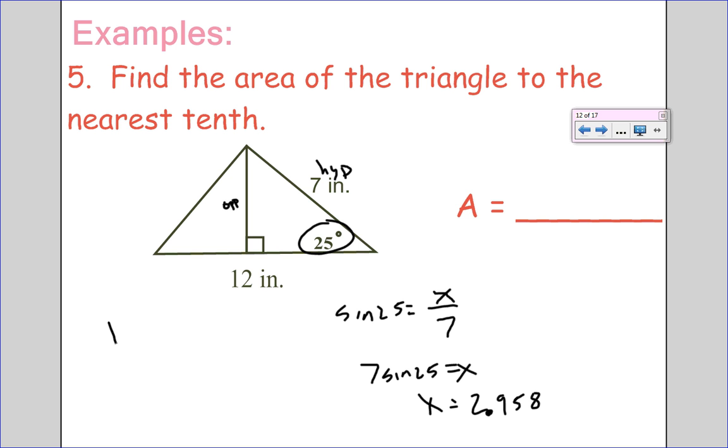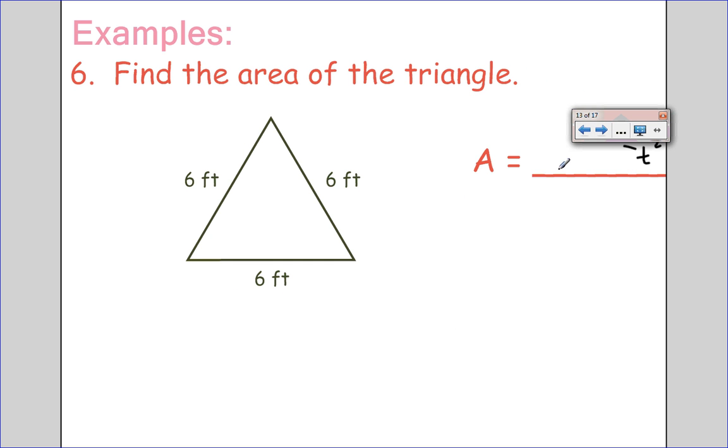So you do the base, which is 12, times 2.958 divided by 2. 12 times 2.958 divided by 2 gives me the area is 17.748 inches squared. Hopefully you got that one with trig.